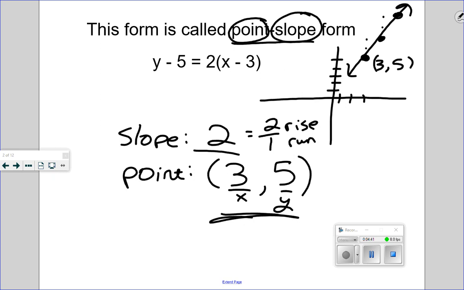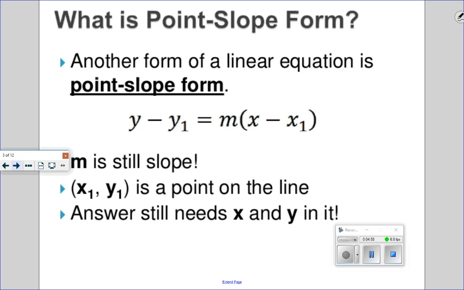So point slope gives you enough information to graph it without rearranging it, to identify the slope without having to rearrange it, and to find a point, one of the points on the line. So let's practice that a bit.